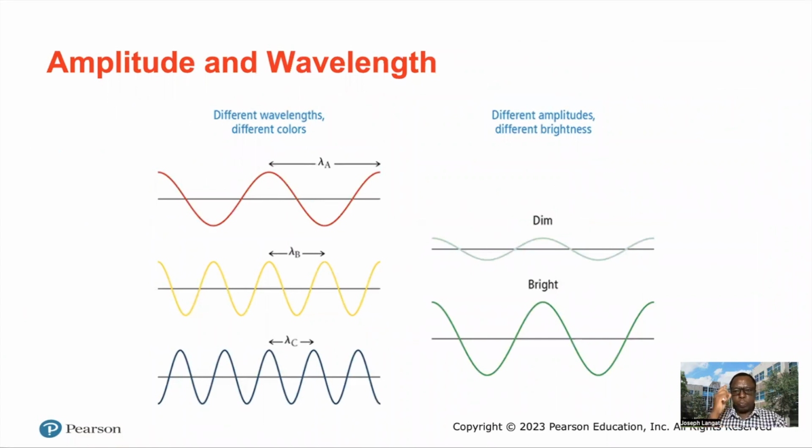This is a dim line. Remember, the amplitude determines the intensity of the light. Because it has a shorter amplitude, this is dim, this is bright. The wavelength of different lines, longer wavelength, maybe shorter wavelength, and we have here the frequency.